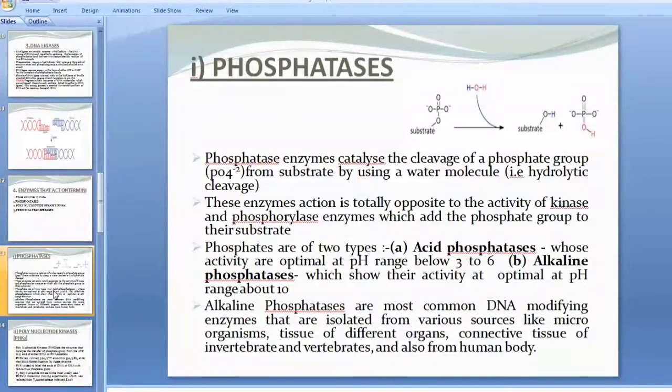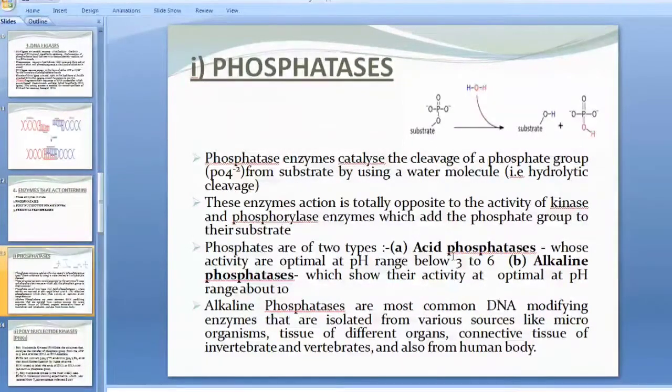Phosphatases. Phosphatase enzymes catalyze the cleavage of phosphate group from the substrate, that is from DNA, by using a water molecule. That means phosphatases can remove the phosphate group from the DNA. Substrate means here the DNA. So these enzymes' action is totally opposite to the polynucleotide kinase, where they can add the phosphate group to their substrate.